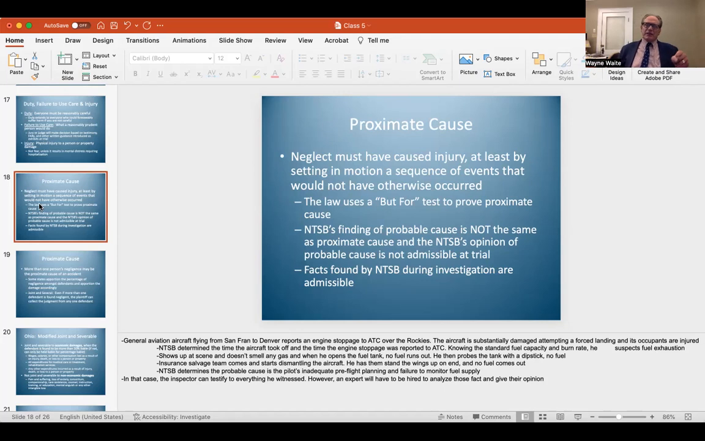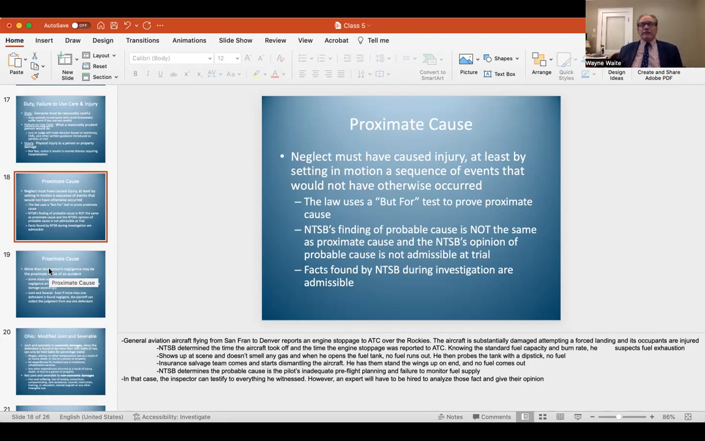Although the NTSB's conclusion or opinion about whether an act or omission was a probable cause of the crash is not coming in, the facts upon which that opinion was based, found during the investigation, are likely to come in, subject to the judge. So let's take an example here.